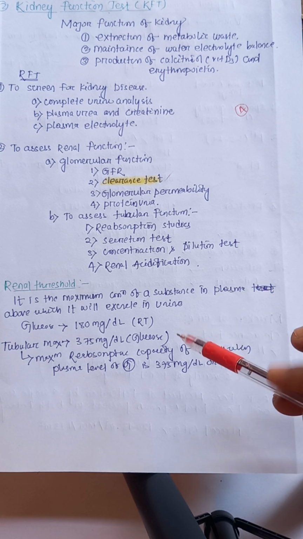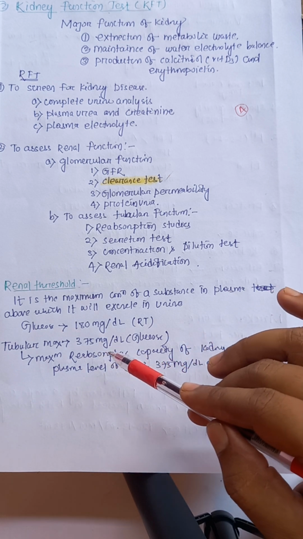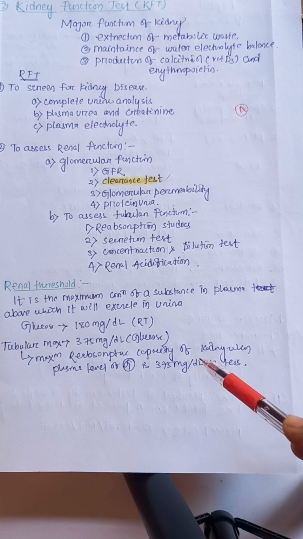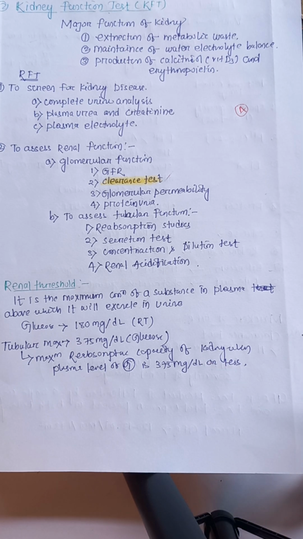That is called the T maximum of a substance, where for glucose it is 375 milligram per deciliter. That means if the glucose level in plasma is up to 375 milligram per deciliter, mostly in diabetes mellitus cases, then it is completely reabsorbed. If the level in the plasma is greater than this, it cannot be reabsorbed. Okay, this is actually what the T maximum is.